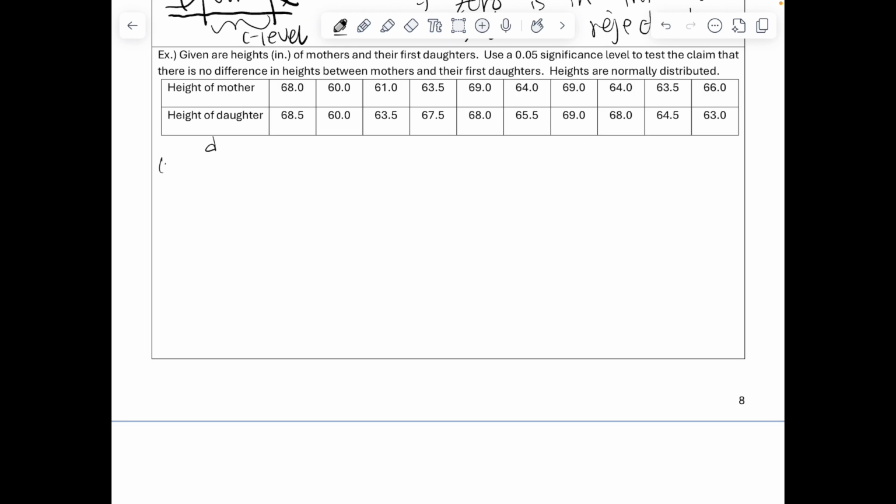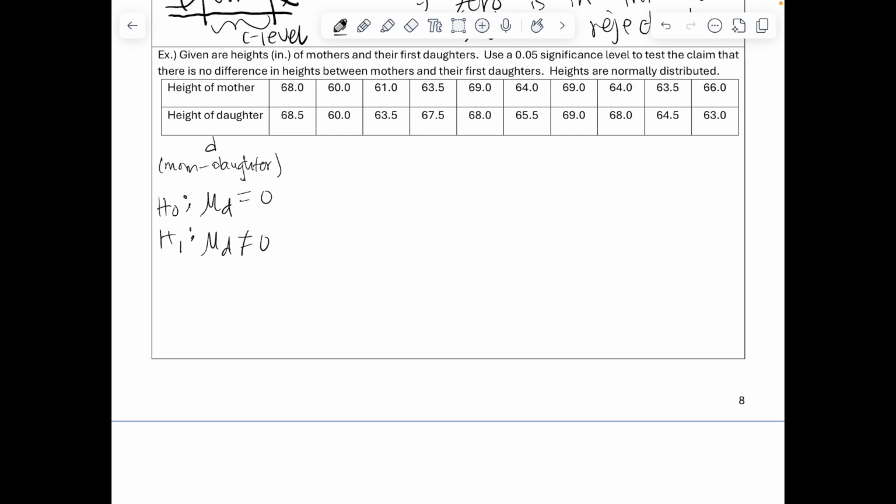And so we do need to calculate that difference. I am going to subtract and say mom's height minus daughter's. And again, just make sure you're consistent through the whole problem. And so calculate that in just a second, but because this is matched pairs, you are going to have a null and alternative hypotheses with mu sub d. It does say different in there, so we know it's not equal to 0, and our null would be equal to 0.